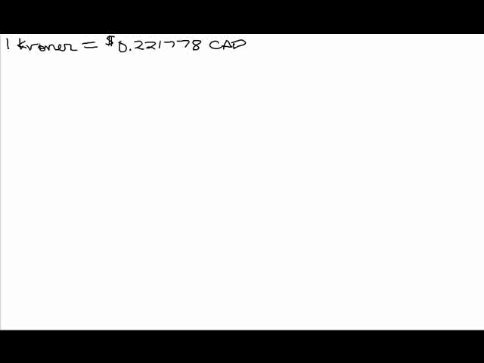Let's figure out how many Danish kroner we can get for 500 Canadian dollars. So the first thing we have up there is 1 Danish krone equals approximately 22 cents of our Canadian dollars. So what we're going to do is set up a proportion. It's going to be the easiest way to solve this. So we know that 1 krone is the same as 0.221778 Canadian dollars, and we want to figure out how many kroner we can get for 500 Canadian big ones.